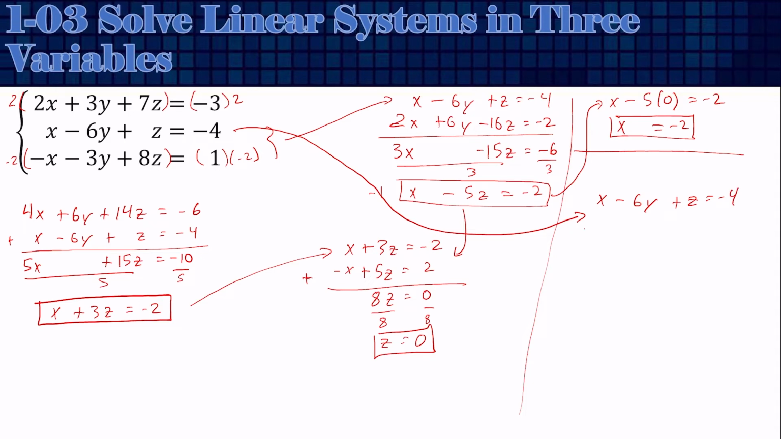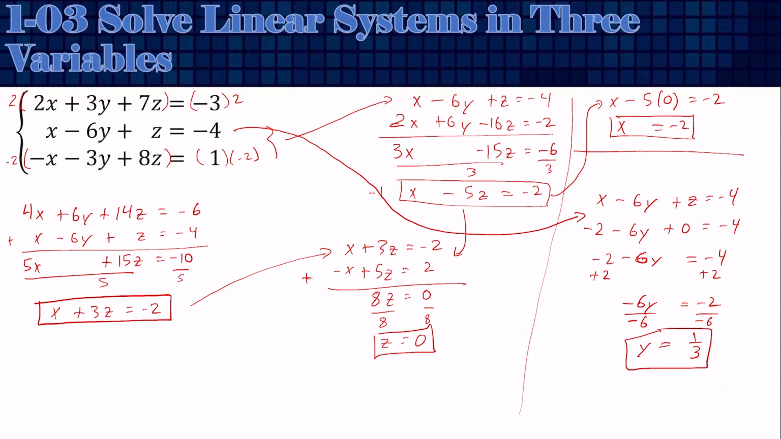All right, x was negative 2. z was 0. So I have negative 2 minus 6y equals negative 4. Can add 2, so negative 6y is negative 2. Divide by negative 6. What? We're getting a fraction. Means we did it wrong, right? No, fractions are fine. y is a third. That's okay. So our answer is x, y, z.